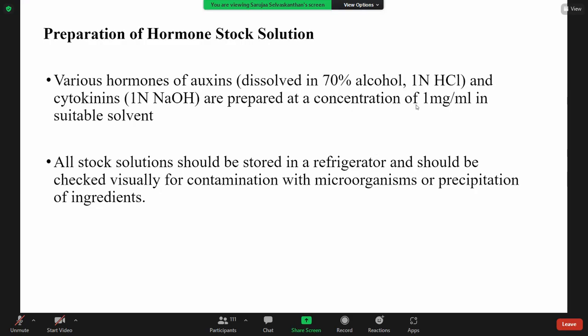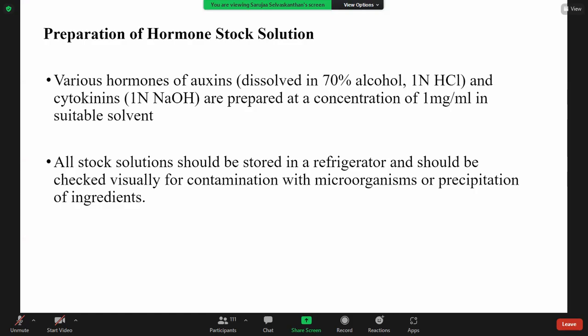Just think, every time it's not possible to measure 1 milligram, and we have to dissolve it in alcohol or HCl or NaOH. If it is an auxin, IBA, we have to dissolve it in HCl, right? Each and every time, 1 milligram means a very, very minute quantity. It's really hard to measure. Every time we have to add a small drop of HCl and dissolve it, right? And we have to pour it into the conical flask, and bring the volume up to 1000 milliliters.